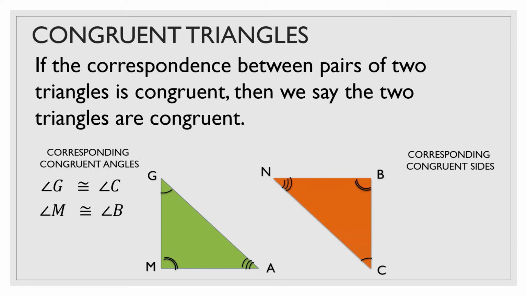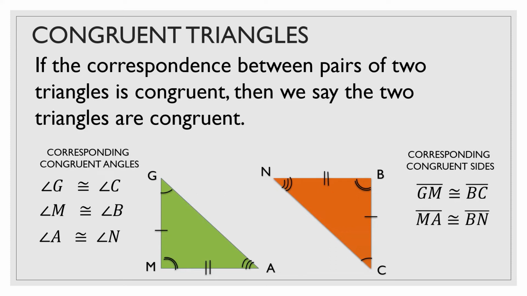Then we have the corresponding congruent sides using tick marks. We have side GM and side BC. We have side MA congruent to side BN. And side AG congruent to side NC. Since naipakita na natin that the corresponding parts of the triangles are congruent, then we can now say that triangle GMA and triangle CBN are congruent.